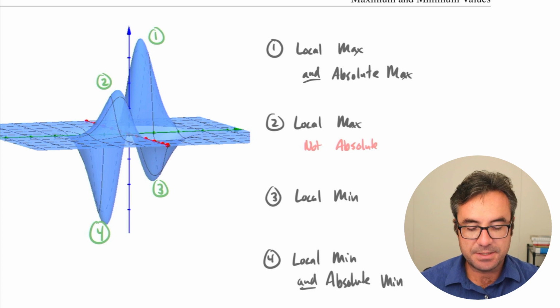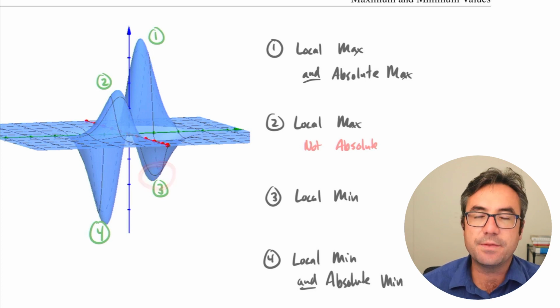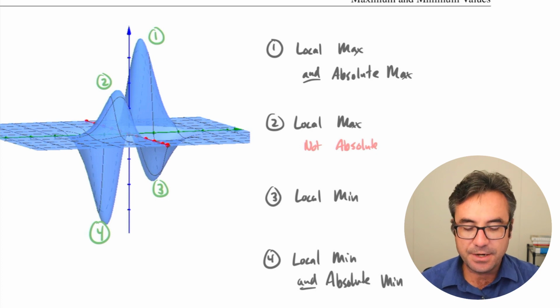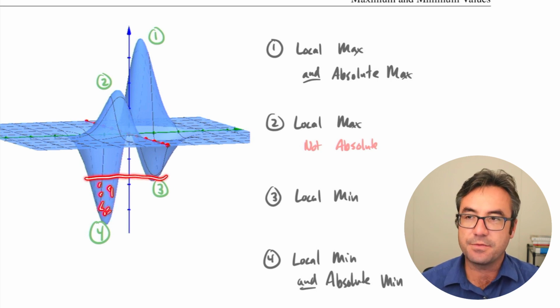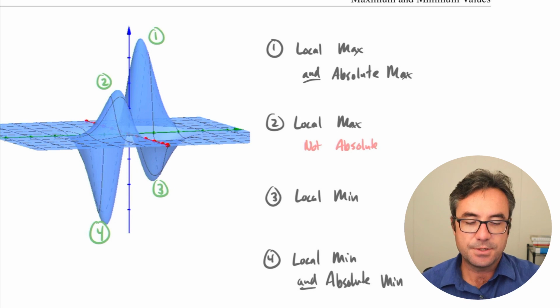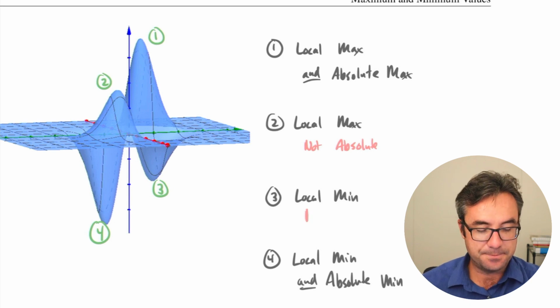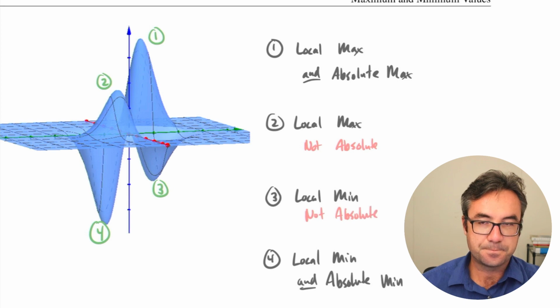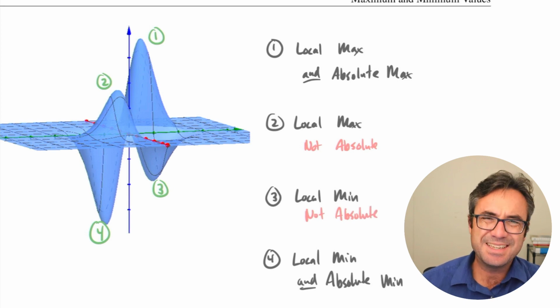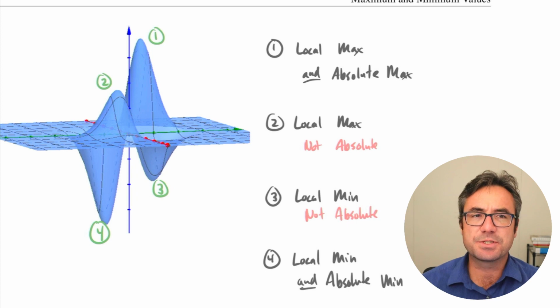And what that means is point 3, yeah, it's a low point, but it's a low point only in that immediate area. If I move far enough away from that low point, eventually I'll get to other sections of my surface that are actually lower. So it's not an absolute min. All right. A picture kind of helps just to see what's going on.